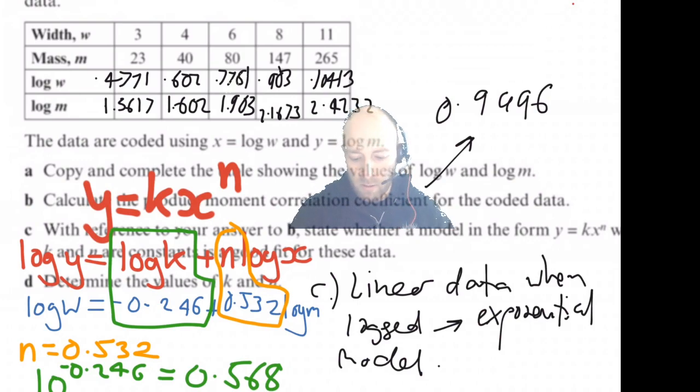Cool. Right. Anyone got any questions on this one then? How far should we round log w in the table? It doesn't say. So three decimal places maybe. Yeah, 3 decimal places would be fine. Any other questions, guys?